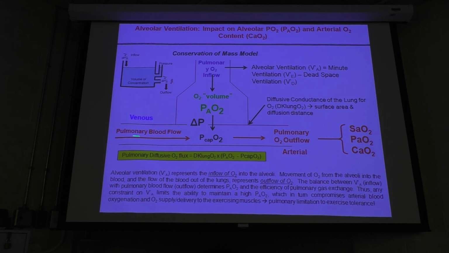And the outflow, pulmonary oxygen outflow, is really determined by pulmonary blood flow. So we have ventilation, which is the determinant of how much oxygen is being brought into the lung, and pulmonary blood flow as a determinant of how much oxygen is leaving the lung. Okay, so again, we come back now to our inflow and outflow model, our conservation of mass model. So, pulmonary inflow is again determined by alveolar ventilation, which is really a function of minute ventilation, so how much air are we moving into and out of our body per minute, minus the dead space ventilation.